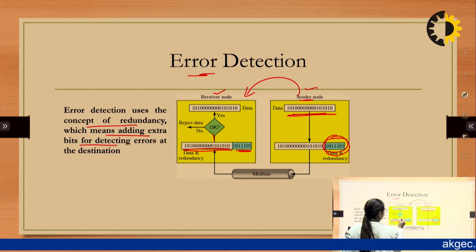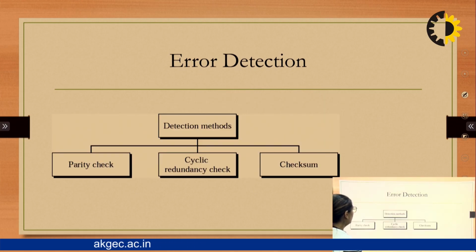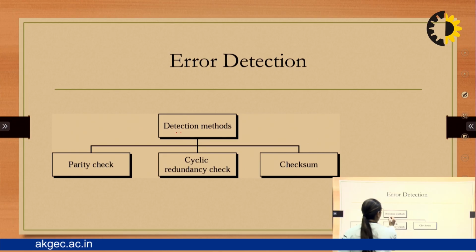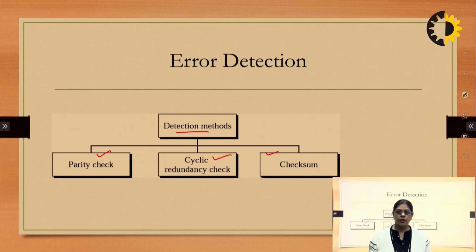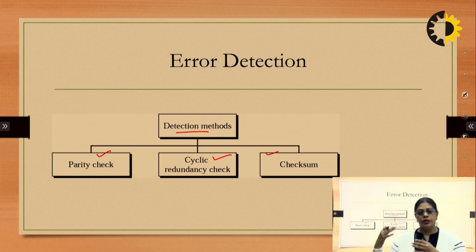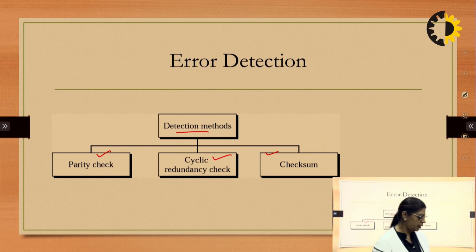When this data is received by the receiver, it will check whether it is right according to these bits, and if it is not, it will reject the data. If it is okay, then it will accept the data. This is the whole procedure of error detection. The various methods to detect errors are Parity Check, Cyclic Redundancy Check and Checksum. In all these three methods we add some extra bits, meaning redundant bits, to help the receiver check whether the data it is receiving is correct or not.